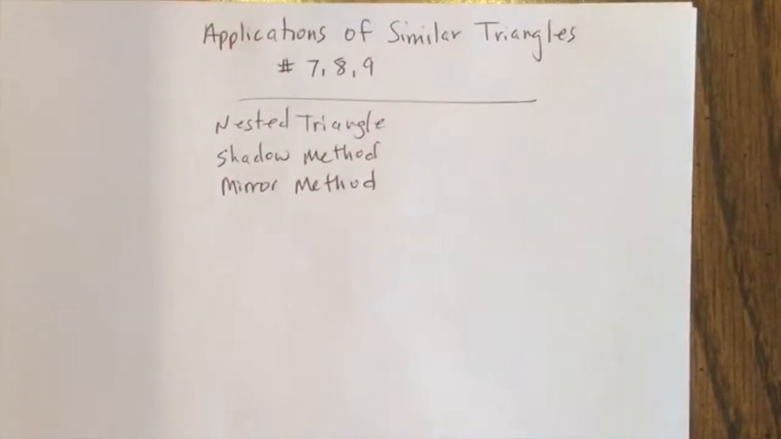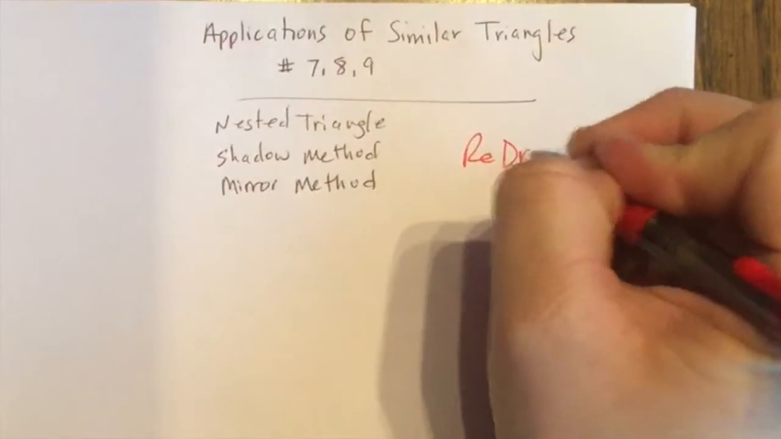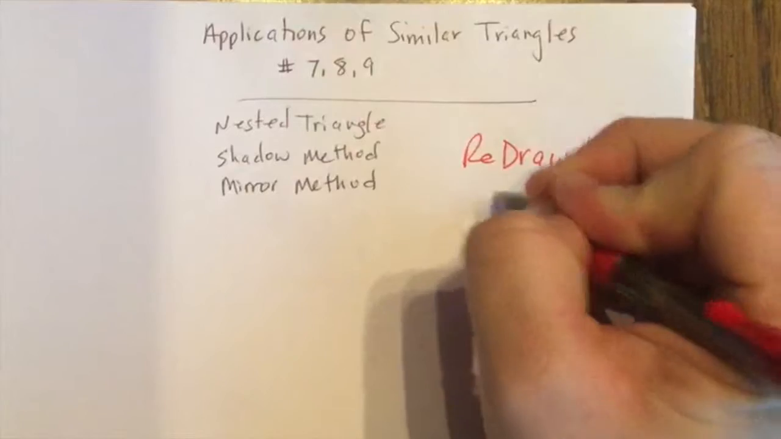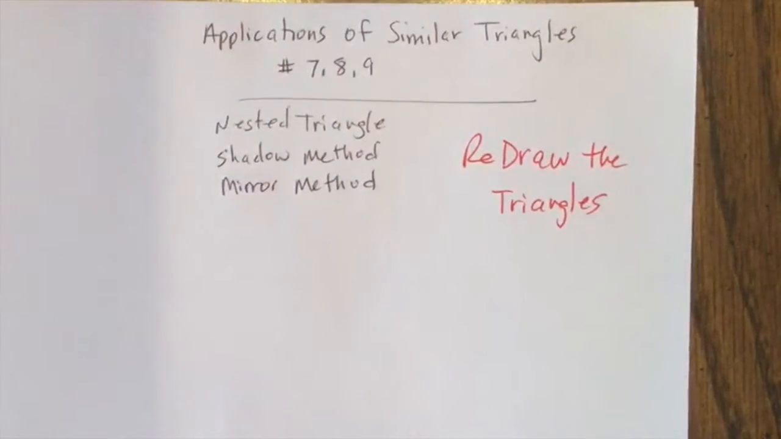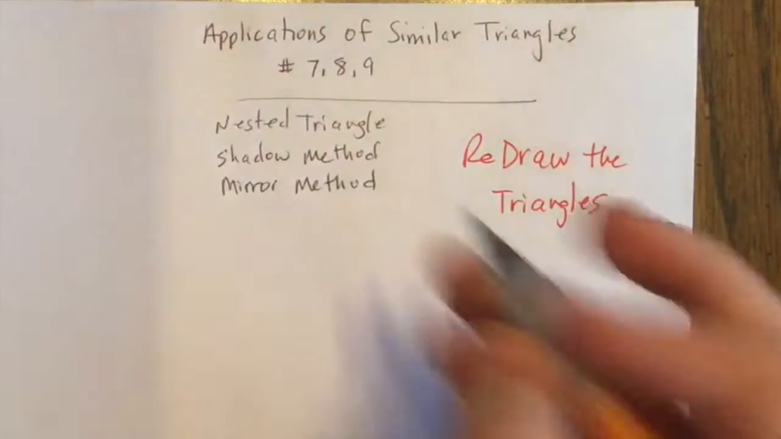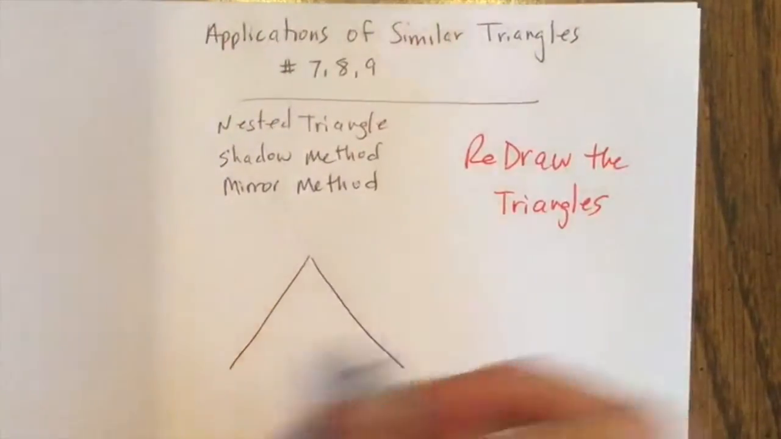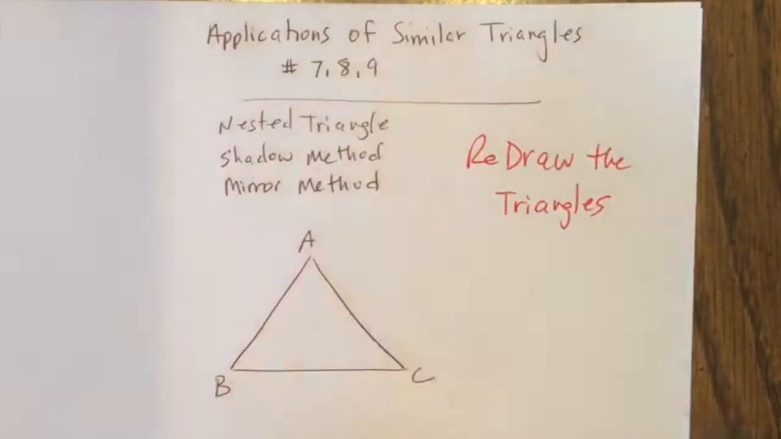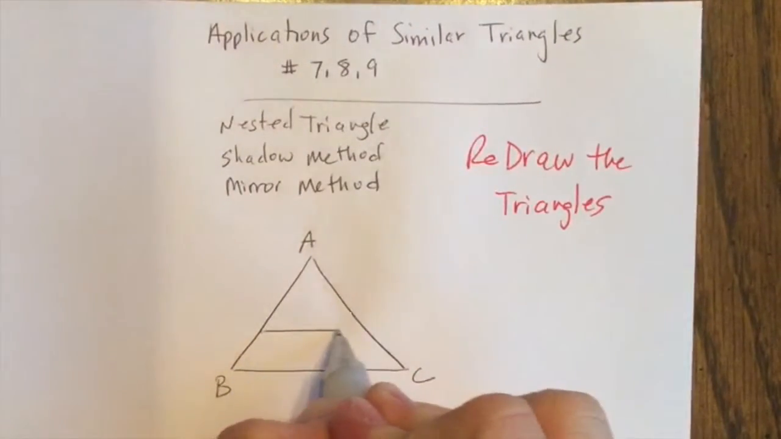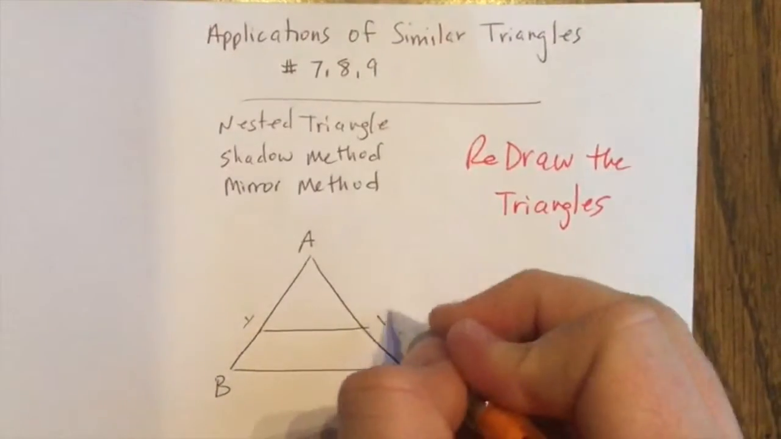The big key to being successful with these problems is to make sure that you redraw the triangles. Most students that struggle with this information do so because they don't draw the triangles. So let's take a look at a very simple nested triangles example here. Here's one triangle. Let me label it A, B, and C. And I'm going to nest triangle A, X, Y inside of it.